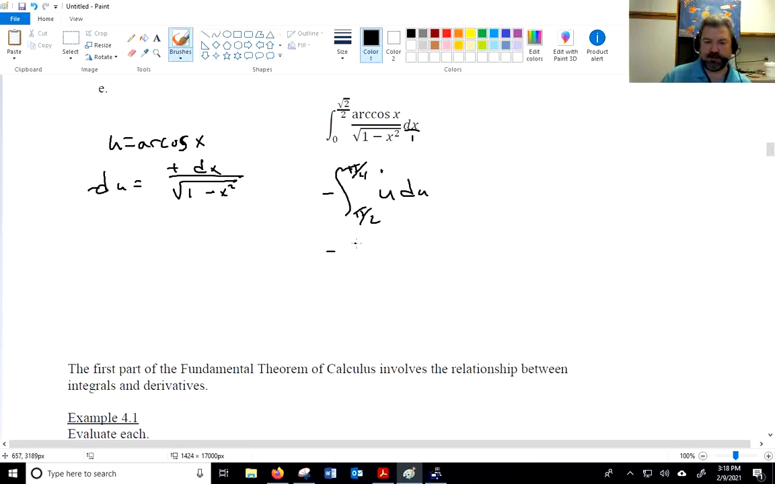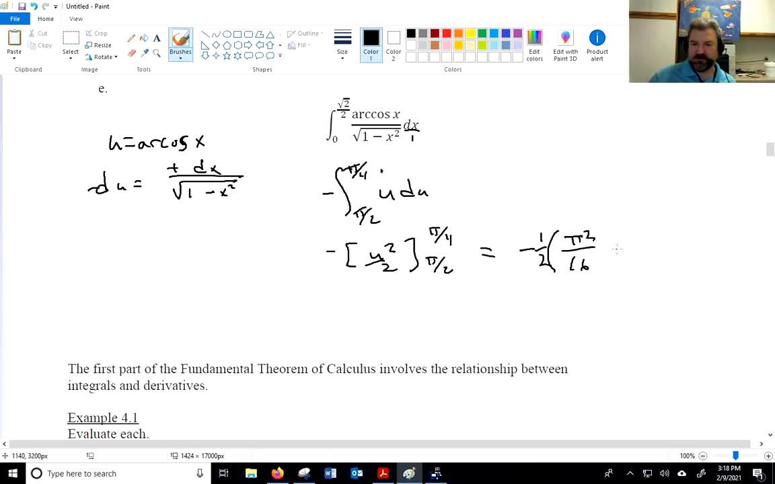All right, now we'll integrate. And I just get u squared over 2 from pi over 2 to pi over 4. Plugging in gives me, I'll pull out the 1/2. Pi over 4 squared, so that's pi squared over 16, minus pi over 2 squared, that's pi squared over 4. We could get common denominators there, make negative 3 pi squared over 16, and then positive over 32. But I'm just going to leave it like that.